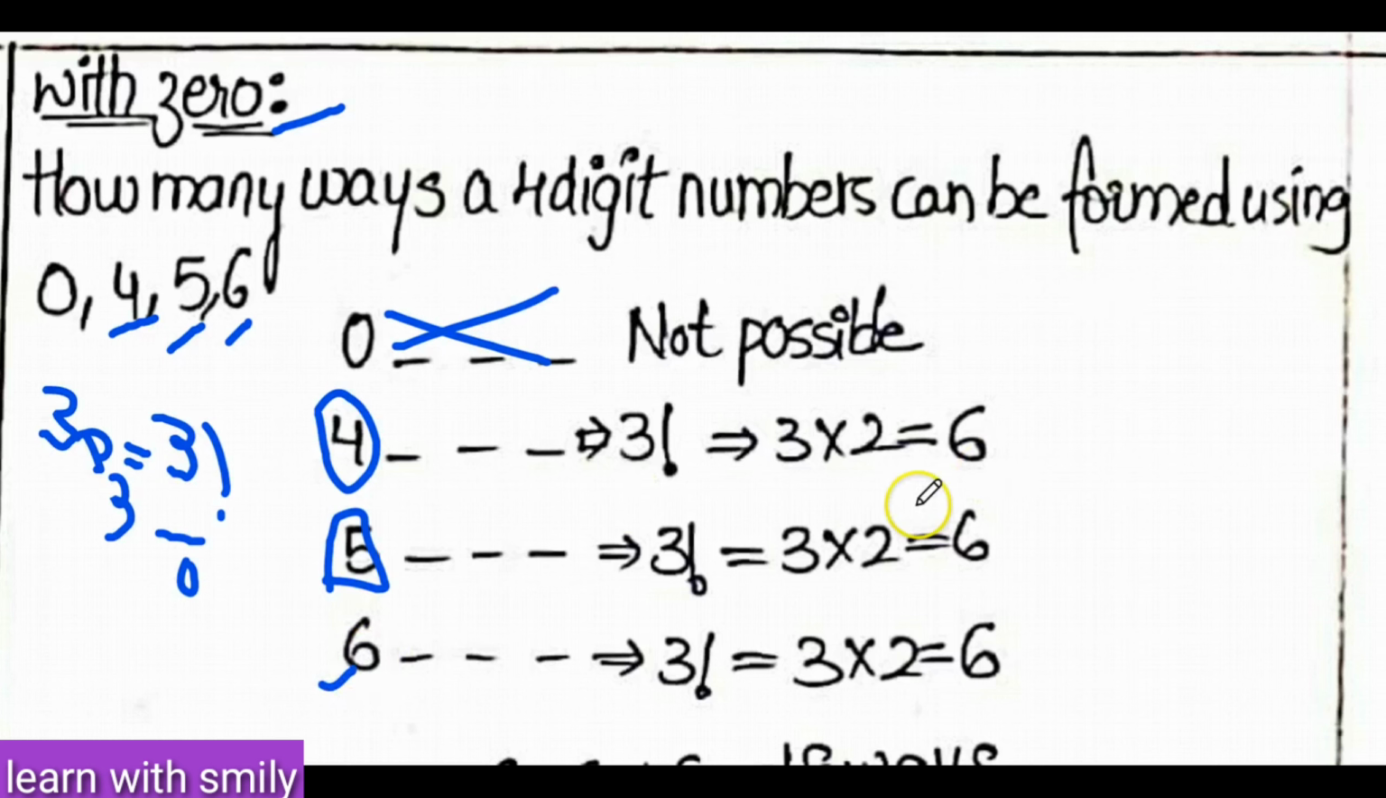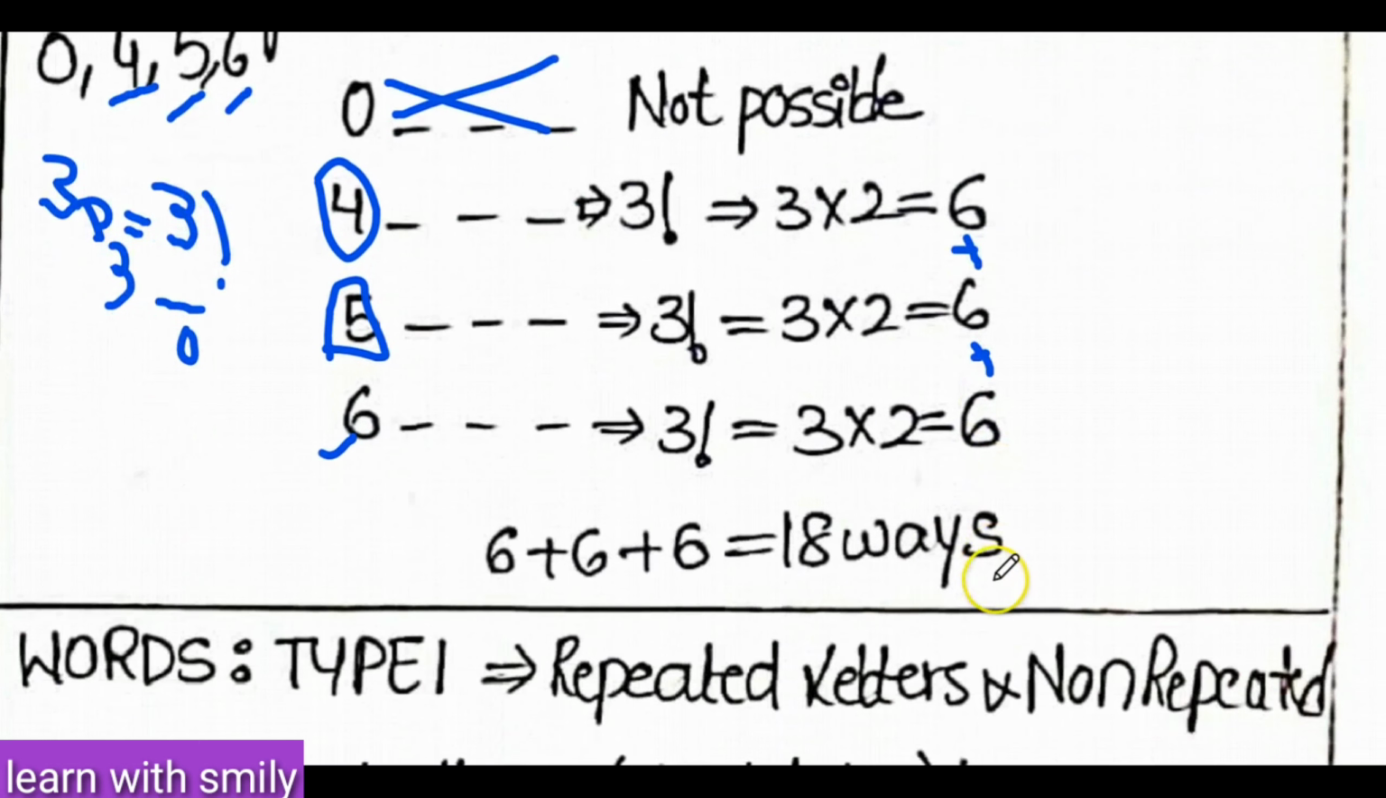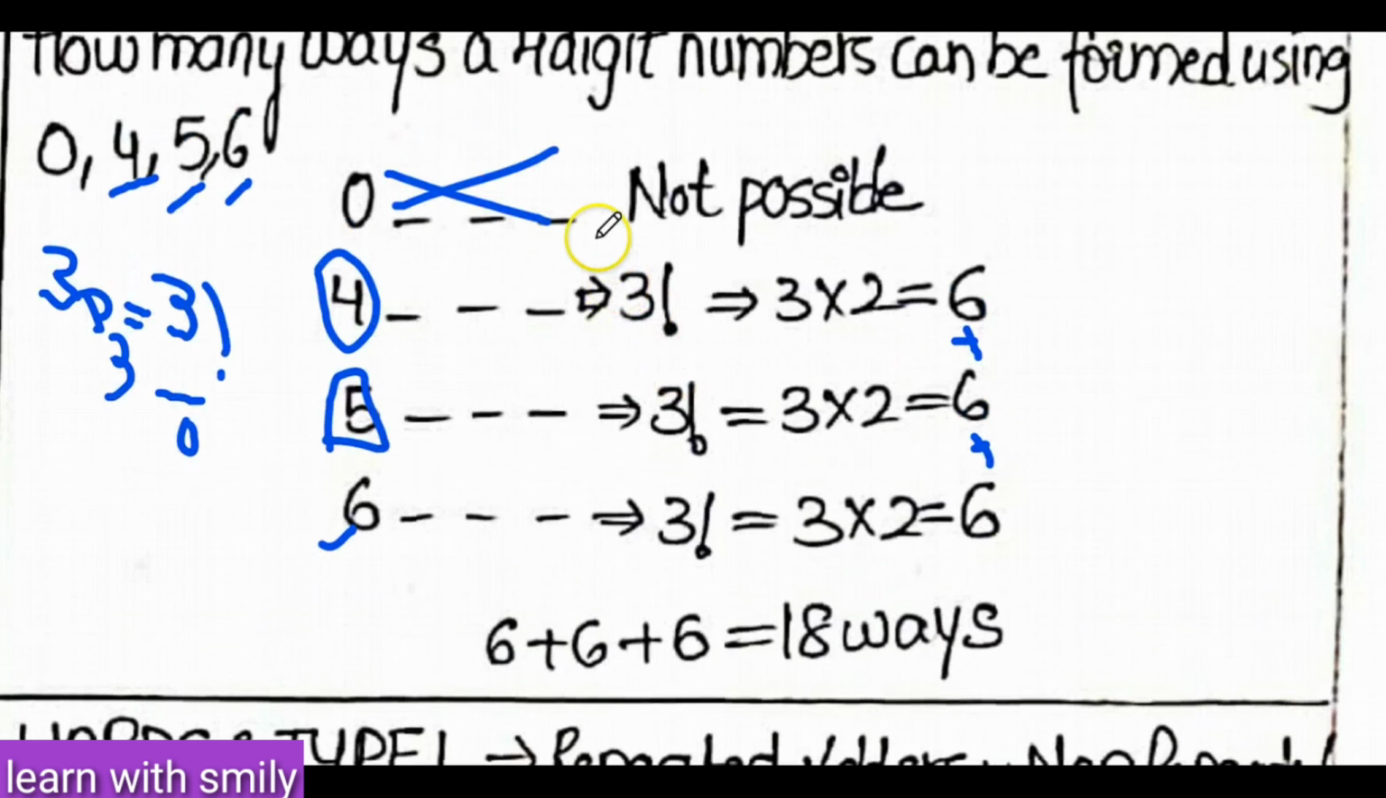And then we will sum up all these possibilities and we'll get the answer of 18. Got it? So there are 18 ways in which we can get 4-digit numbers by using these digits 0, 4, 5, 6.